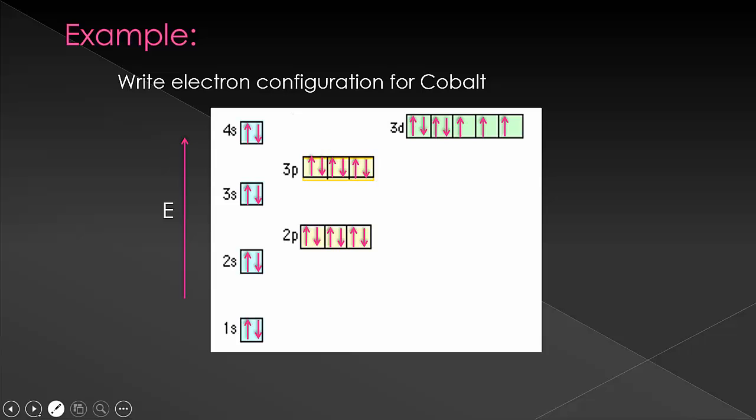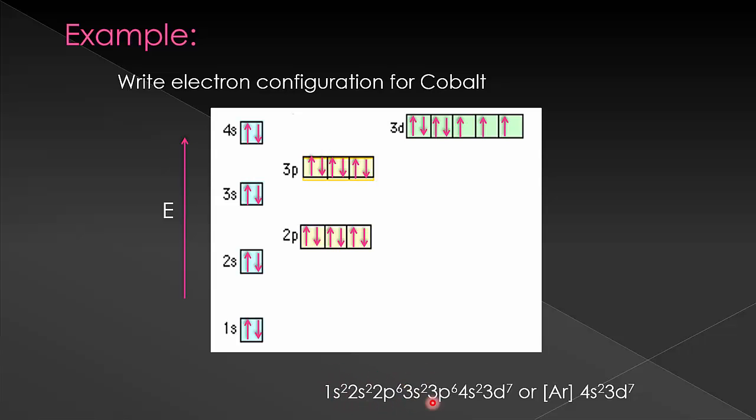Now we need to write this out in a form like we did in the last slide rather than having to draw the whole picture. So we can do this in 2 ways. We can first write out 1s2, 2s2, 2p6, 3s2, and so on. Now you can see that this is a little long-winded as well.